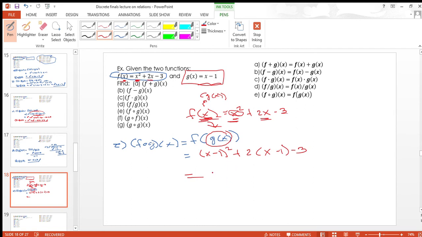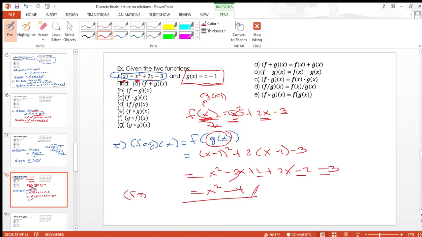And then we just simplify. This is x squared minus 2x plus 1. Distribute, that will be plus 2x minus 2. And then that's minus 3. Combine similar terms, we have x squared, minus 2x plus 2x is 0. We have 1 minus 2 minus 3, which is minus 4. X squared minus 4. So this will now be the value of f dot g of x. Okay?